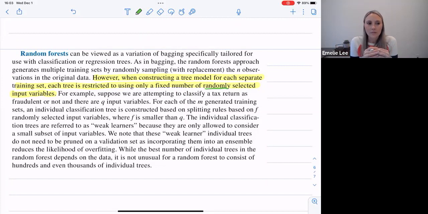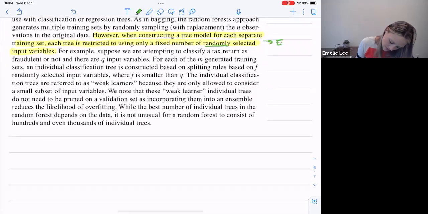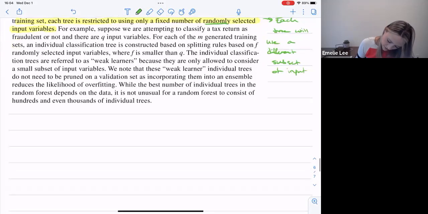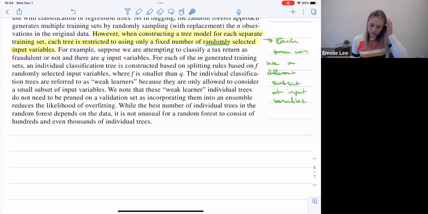And so each tree is going to use potentially a different subset of input variables. Okay, so each tree will use a different subset of input variables. So if we have M training sets, then we establish those splitting rules for each of those trees.